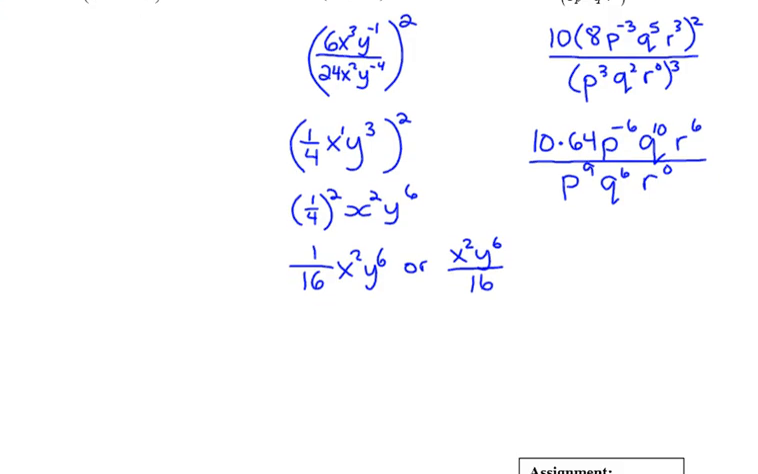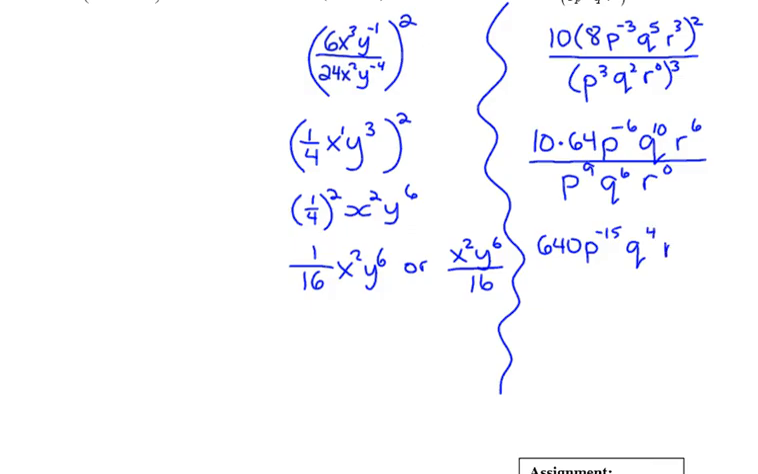Okay, now what can we do? We have division. So what are we going to do with our powers? Subtract. I can also go 10 times 64, 640. P to the, so negative 6 minus 9, negative 15. 10 take away 6, Q to the 4. And r, 6 minus 0.